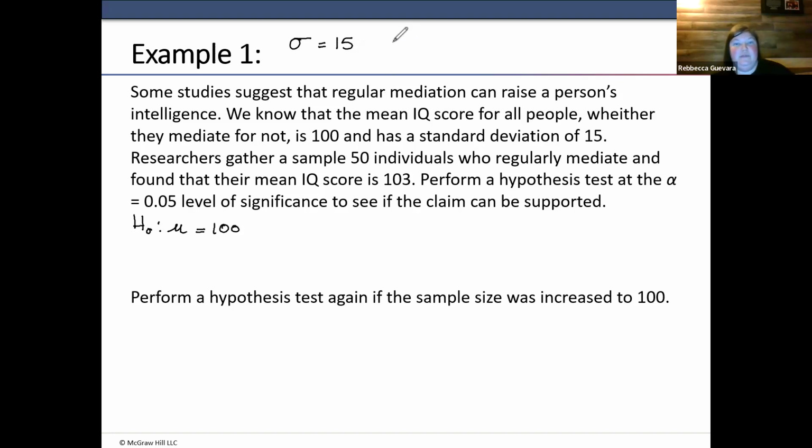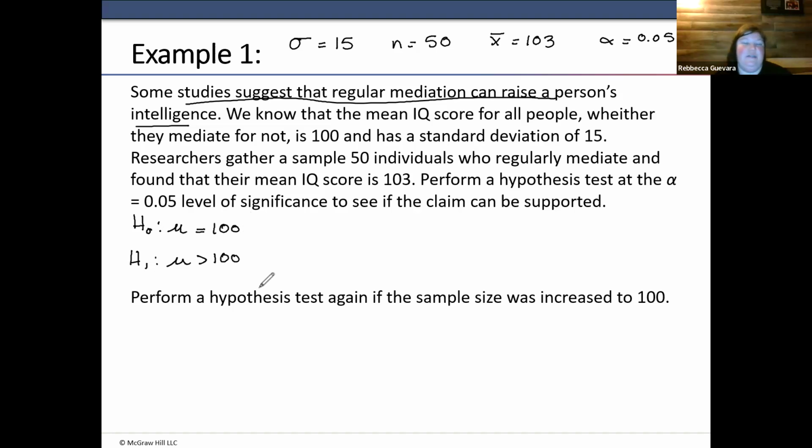Researchers gather a sample of 50 individuals who regularly meditate and found that their mean IQ score, from the sample, is actually 103. So it is a little higher, but is it high enough to be weird? We will perform a hypothesis test at an alpha level of 0.05 to support this claim. So going back and figuring out what our alternative hypothesis is, studies suggest that regular meditation can raise a person's IQ. Meaning that if it's not 100, what we expect is that it should be over 100.